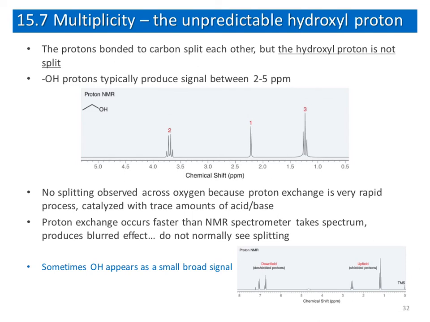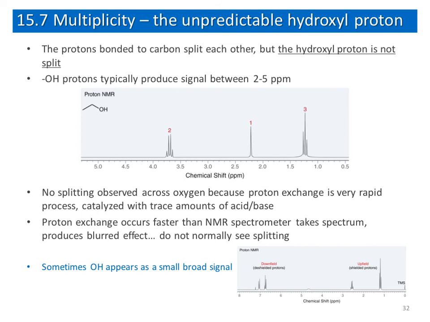So let's talk about the behavior of hydroxyl proton in hydrogen NMR. The protons bonded to carbon split each other, and due to that we are going to see multiplicities. We already talked about a few examples before. But the hydroxyl proton is not split because this proton connected to oxygen is exchangeable.